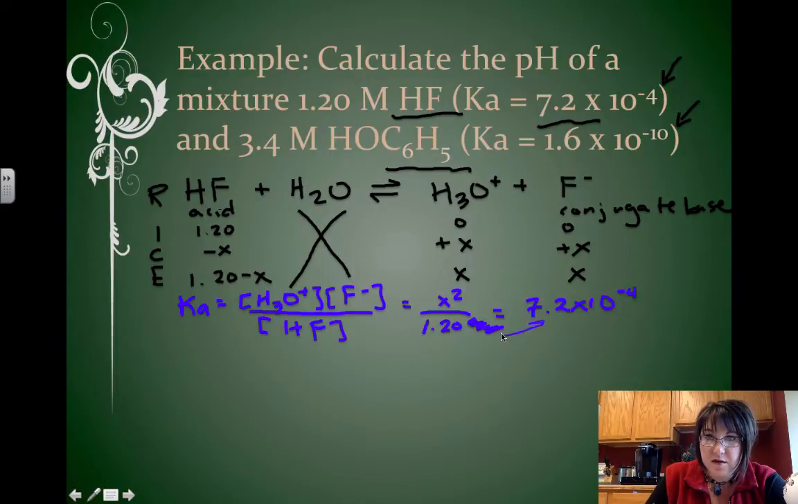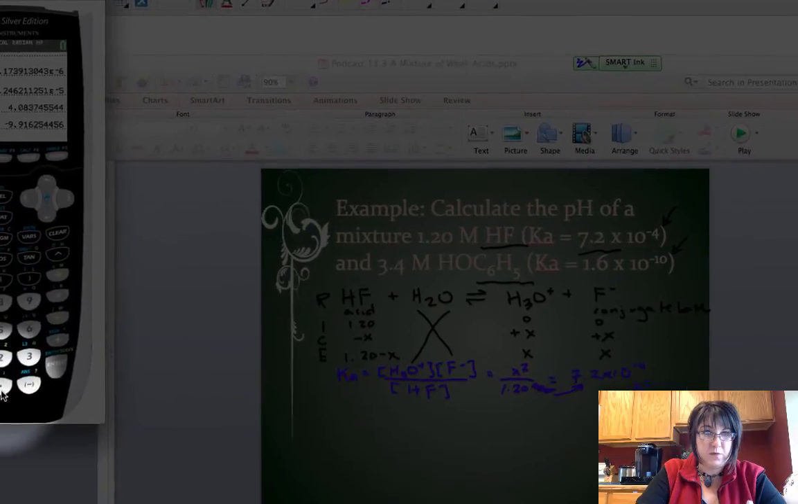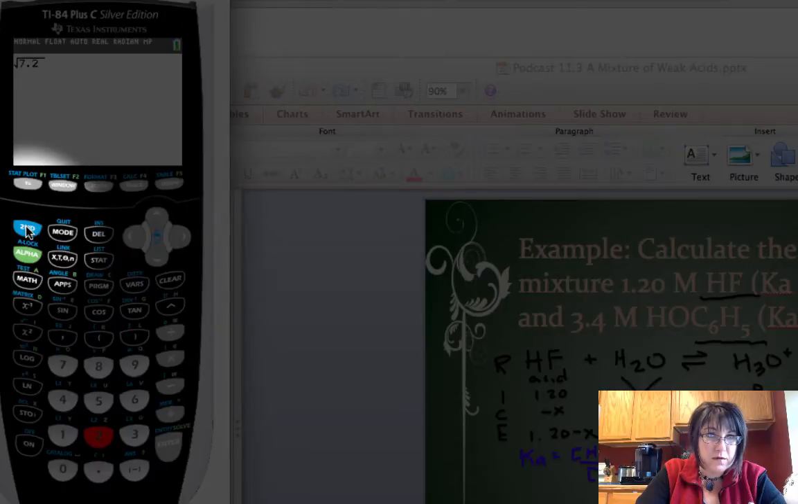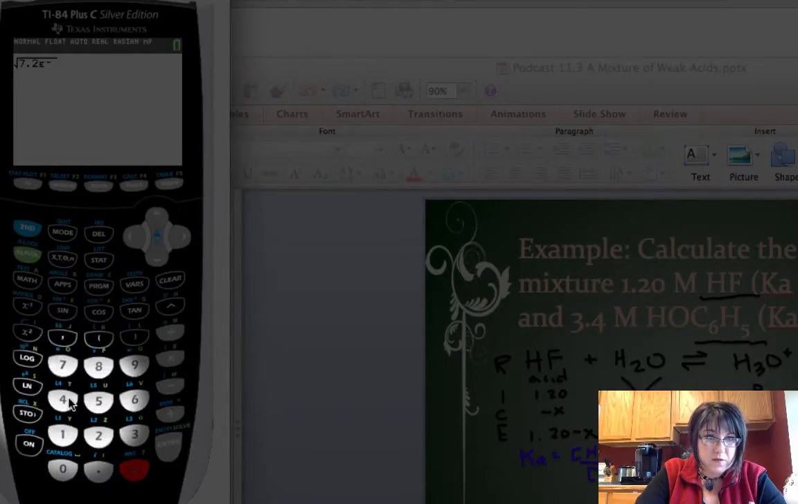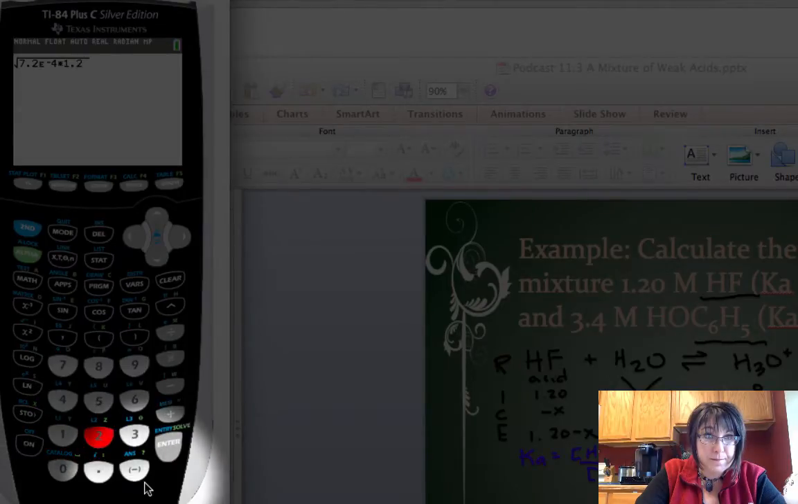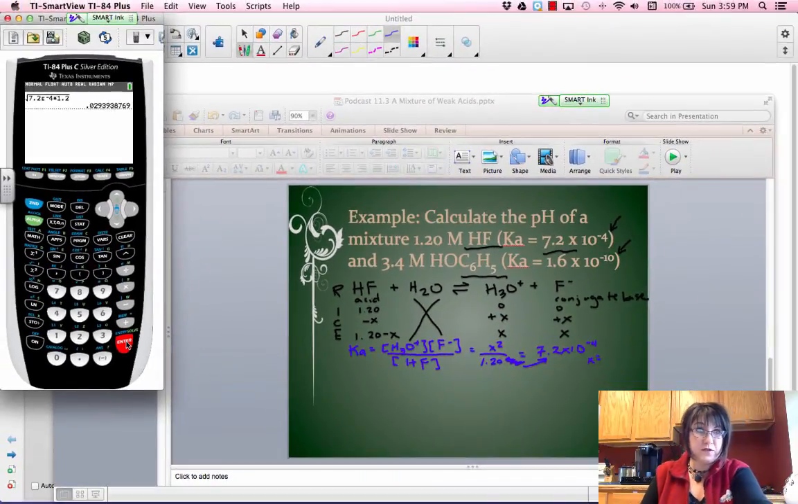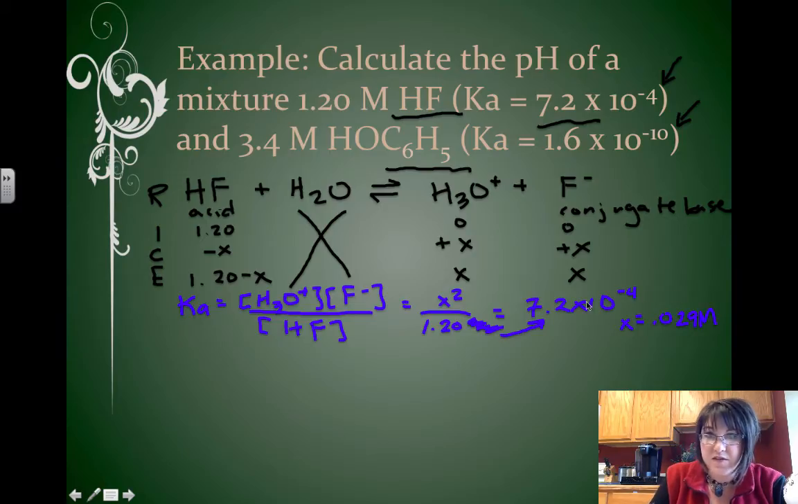So multiply 1.20 across and take the square root so that we can get the value of x. So we take the square root of 7.2 times 10 to the negative 4 multiplied by my initial concentration, that was 1.2. So x is 0.029. So that means that the concentration of hydronium ions from HF is equal to 0.029 molar.